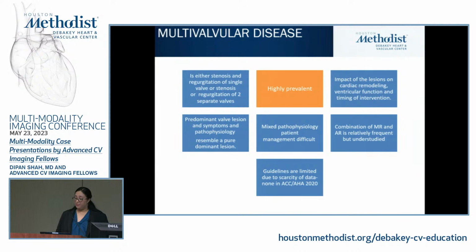The challenge that we have is to assess the impact of the lesions on cardiac remodeling, ventricular function, and timing of intervention. When you have a predominant valve lesion, it's very easy to assess the symptoms and pathophysiology that correlate with that pure lesion. But in our patient that had both severe MR and severe AR with a mixed lesion, patient management becomes difficult. Combination of MR and AR, which is mitral regurgitation and aortic regurgitation, is relatively frequent but understudied. And because of this, guidelines are limited due to scarcity of data, especially there's nothing mentioned in the ACC-AHA guidelines regarding management of specifically AR and MR combined.